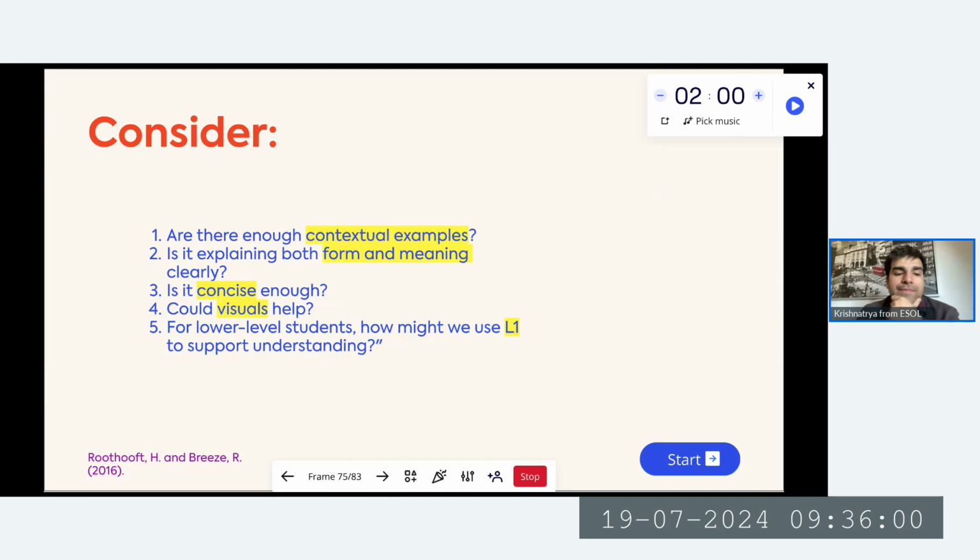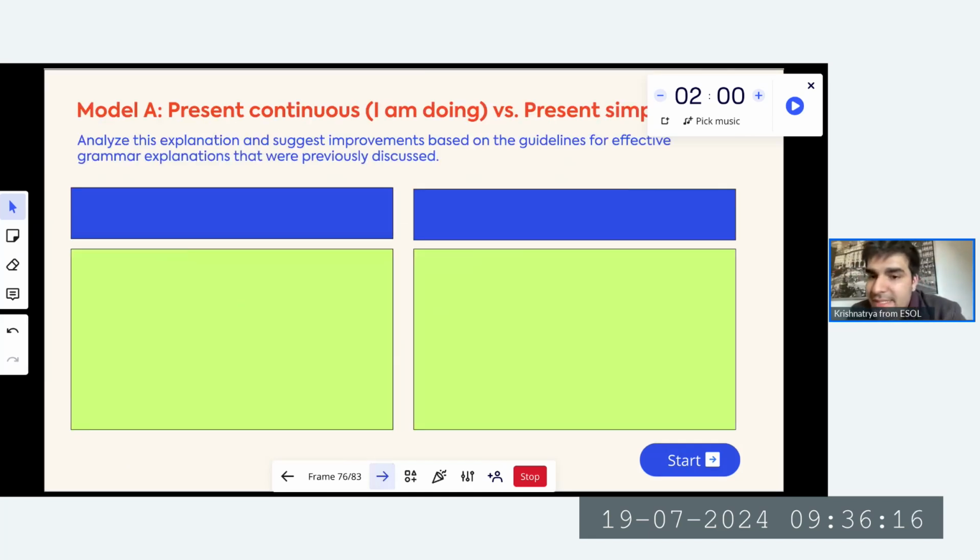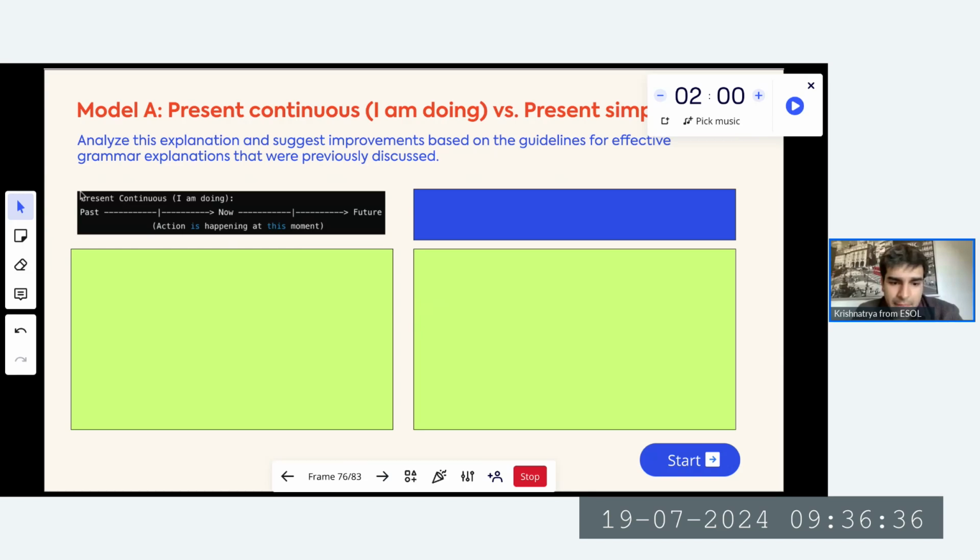Okay, I'm going to start now. Here we go. This is model A. I'm going to be teaching today present continuous versus present simple. Hi, everybody. I'm your teacher, Krish. In today's lesson, we will understand the difference between present continuous, I am doing, versus present simple, I do. Before we start, let me show you the timeline.